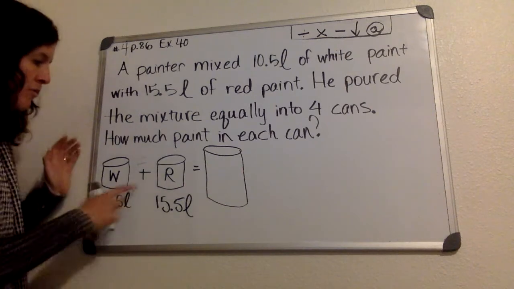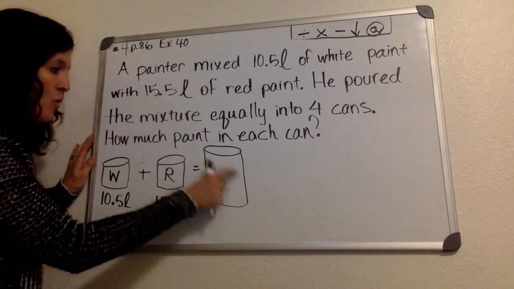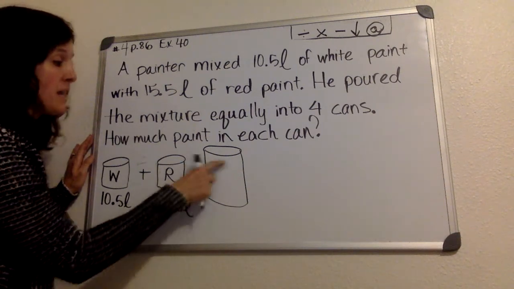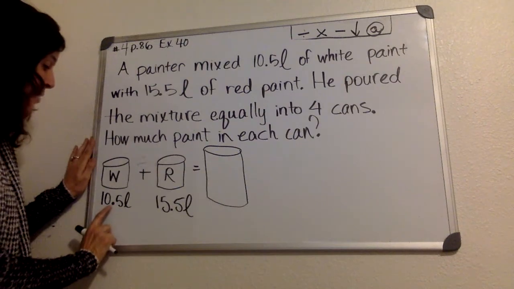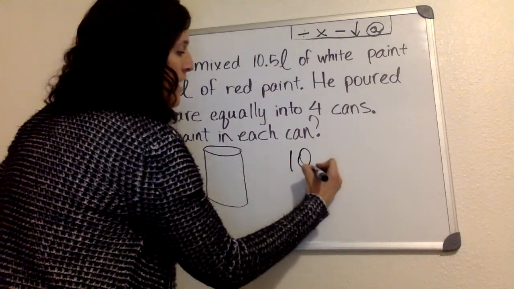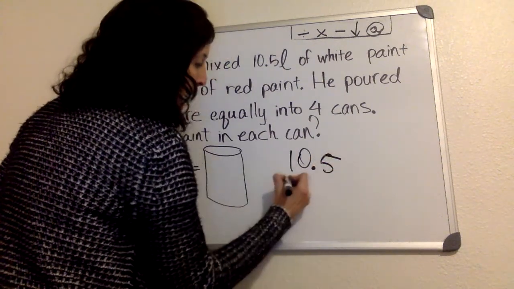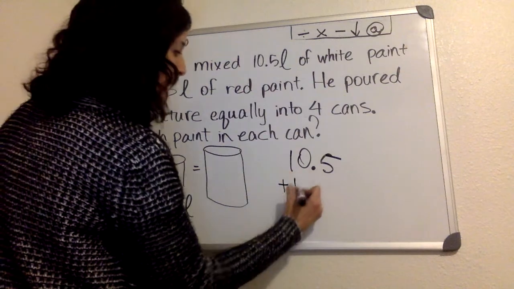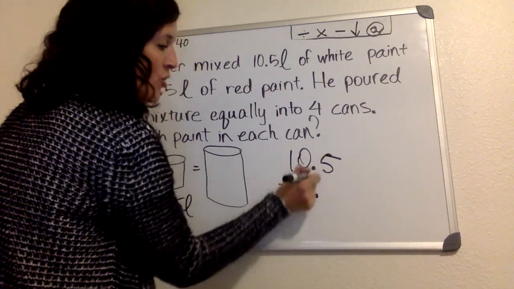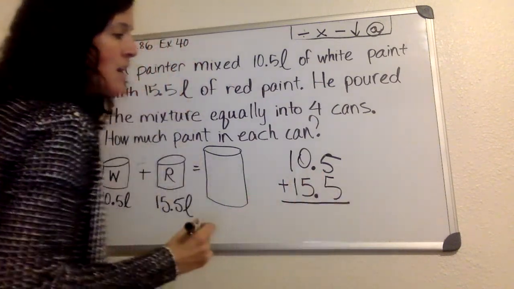Well, I know that if I have this and I add it to this, we're going to find out how big this new container is. Okay, so we have 10.5 plus 15.5. Remember that when I add my numbers together with decimals, I always have to line up those decimals. So make sure you're writing that very neatly on your paper.